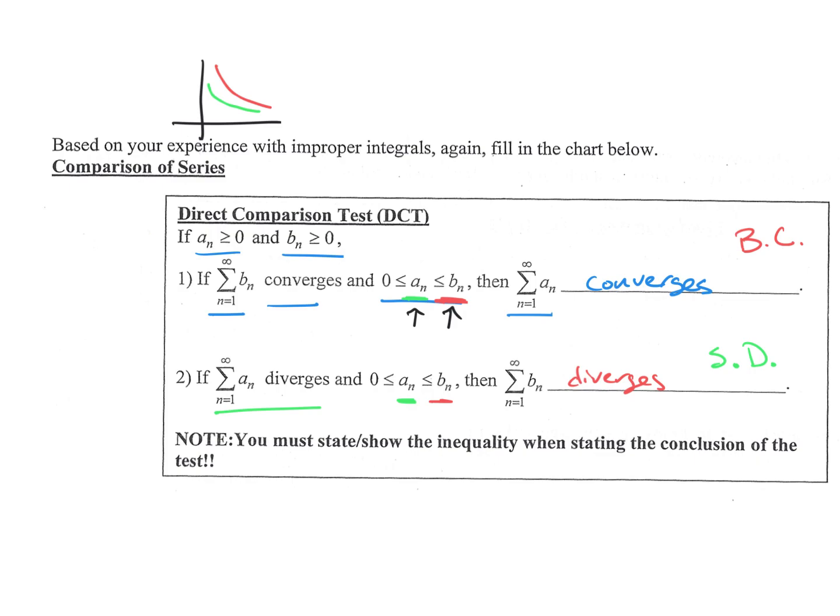Does it say anything about like bigger diverges? Does it say anything like that? No, we won't know anything then. Does it say anything like smaller one converges? Do we know anything about the bigger one? No. All right, so it has to go in this order.